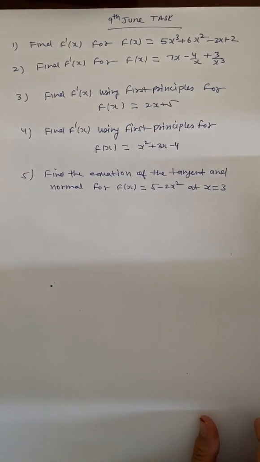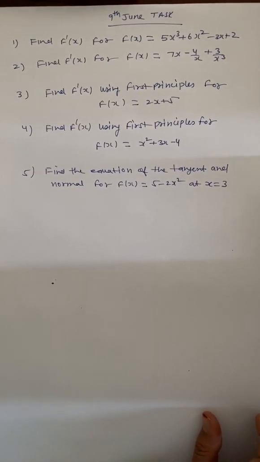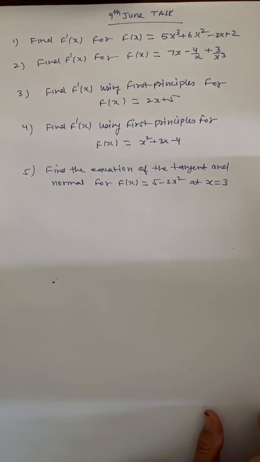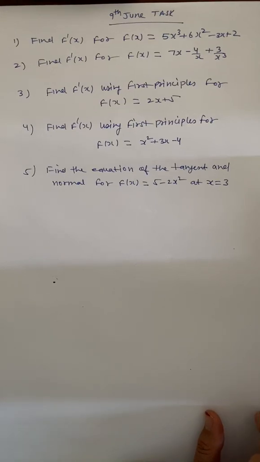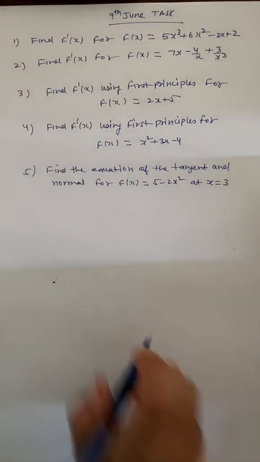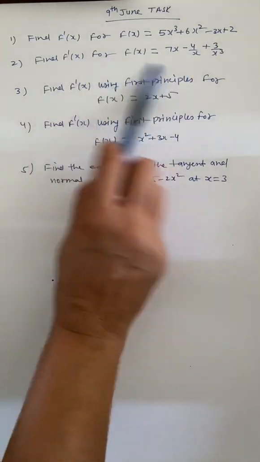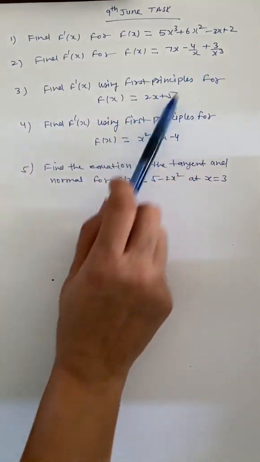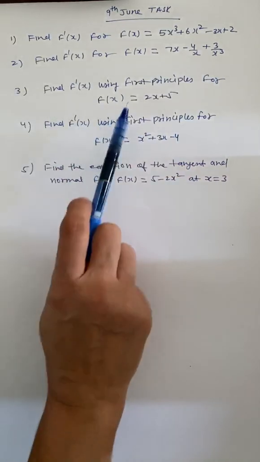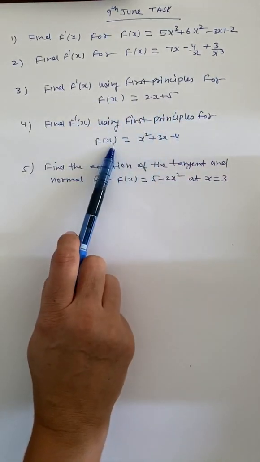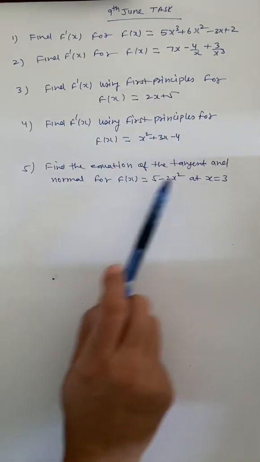So you will need to pause this video. You don't have to copy down the statement, but you have to write down f of x is this, and what is f dash x. The first two questions just use the rule x raised to the power n, but obviously you have to simplify the second one. The third and fourth use first principles, and the fifth one is finding the equation of the tangent and normal.